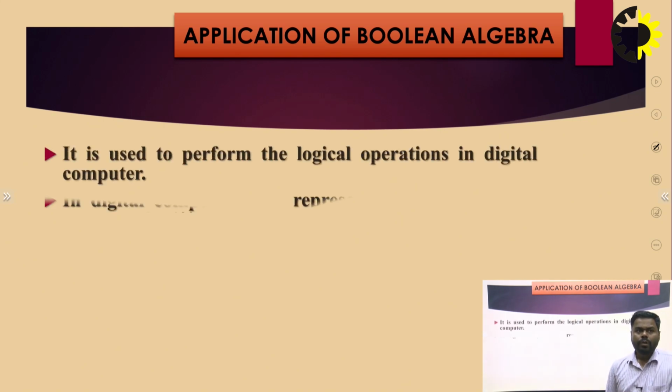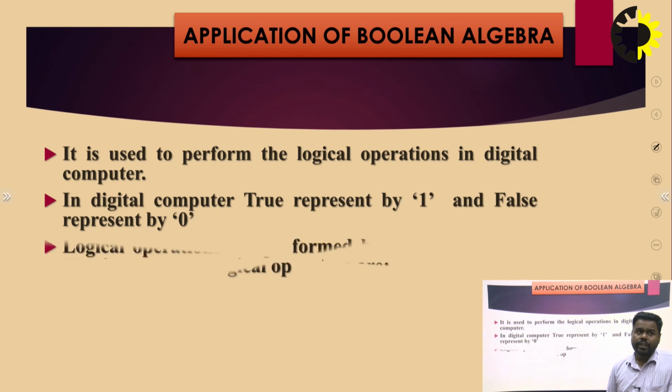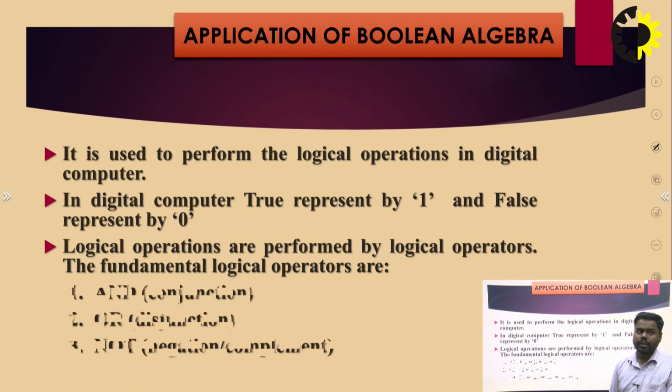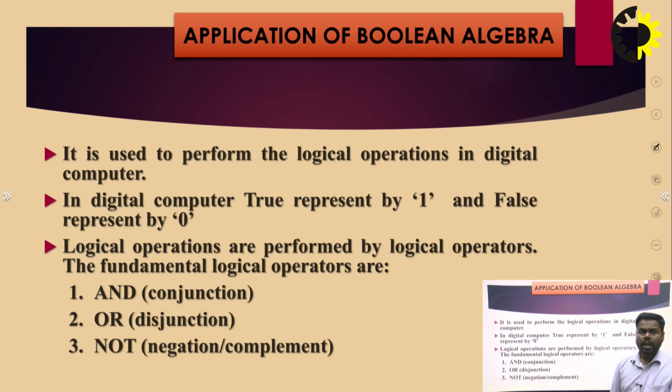Now, what are the applications of Boolean algebra? It is used to perform logical operations in a digital computer, because we have to give some operations on that. In a digital computer, true is represented as 1 and false is represented as 0. Logical operations are performed by logical operators. What are the logical operators? AND, OR, NOT. AND is also called conjunction, OR is also called disjunction, and NOT is also called complement or negation.